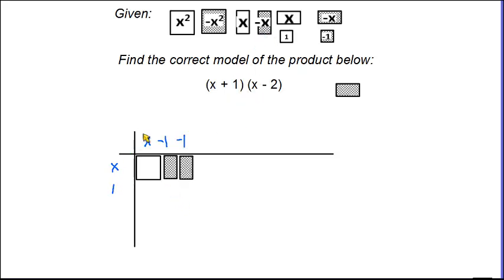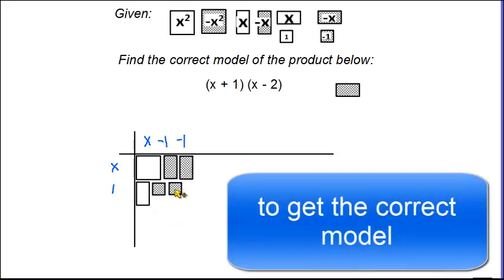Alright, next, 1 times x is equal to x. Instead of using this, now let's say we are going to use this. It will create a gap here, which again we don't want to happen. So assuming that we are going to use this representation of x. So next is 1 times negative 1, which is a negative 1. 1 times negative 1 is also a negative 1.